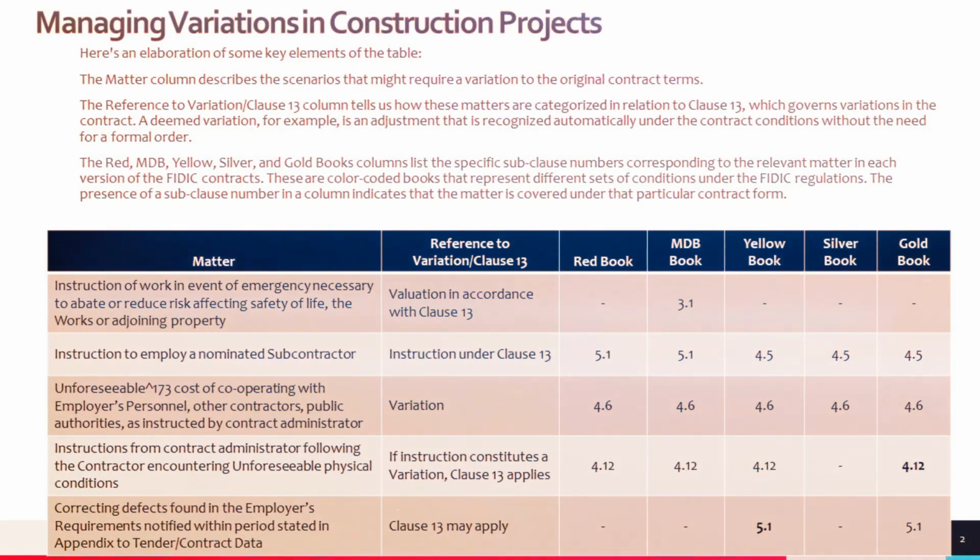Red book, generally used for construction works designed by the employer. MDB book, tailored for multilateral development bank-funded projects. Yellow book, suitable for engineering and mechanical works. Silver book, for turnkey projects. Gold book, designed for design, build, and operate projects. Some cells might be blank, which indicates that the specific matter is not applicable under that contract form or is addressed differently without referring directly to Clause 13.